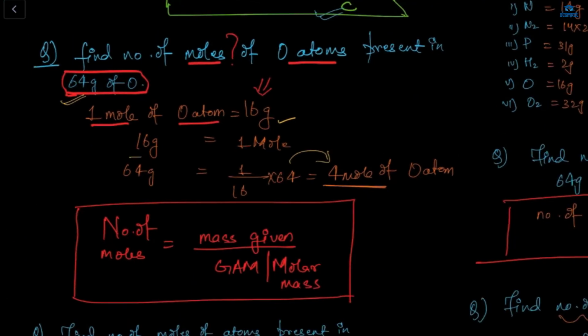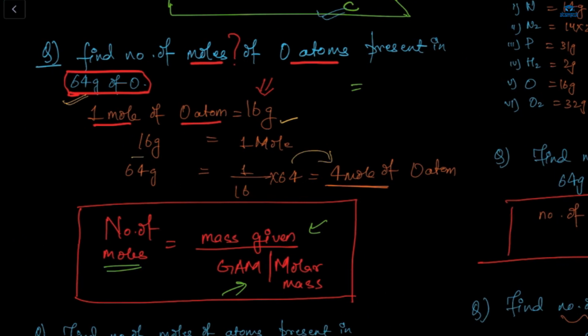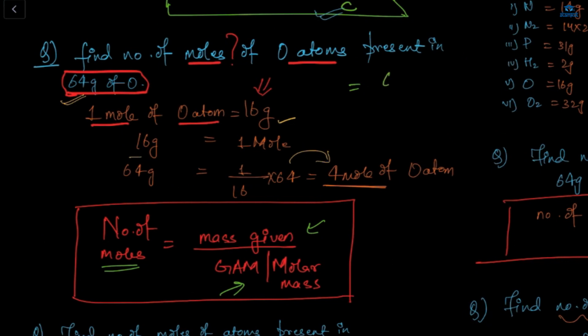The formula related to this question is number of moles. How to find the number of moles? It is the given mass divided by the molar mass. So here, if we solve this question with the help of the formula, how much mass is given? 64 grams. What about the molar mass? The molar mass of oxygen is 16, so it's 4 moles. It's as simple as that. Okay. So this is the formula. If you look at the formula, it will be easier for you to solve the question.